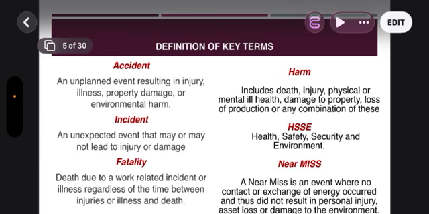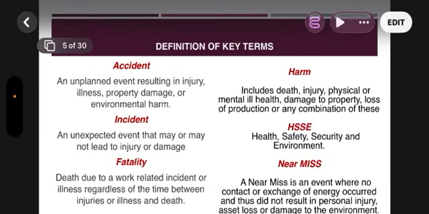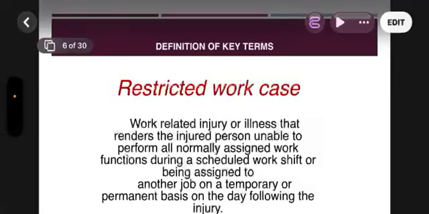So near miss, I've explained near miss just now. I said a near miss is an event where no contact or exchange of energy occurred and thus did not result in personal injury. It almost happened, but it did not happen. Let's look at another term, work-restricted case.